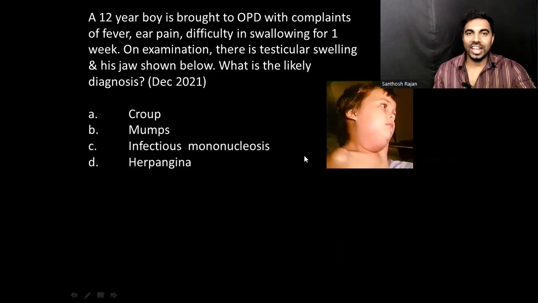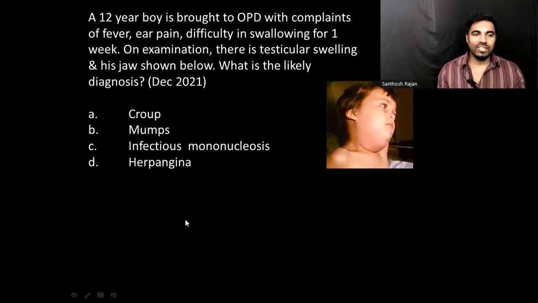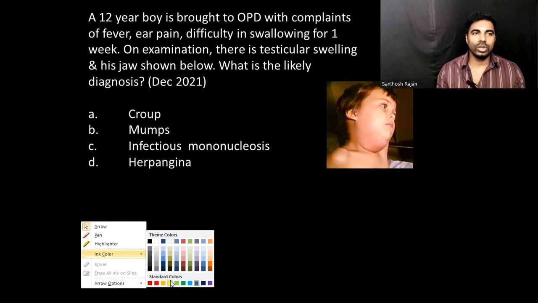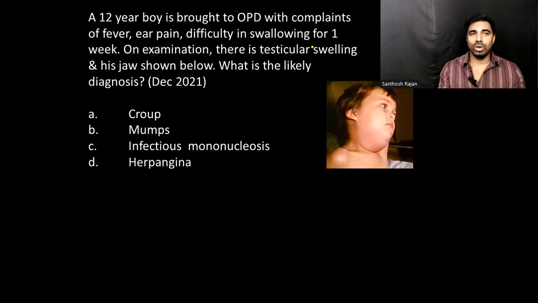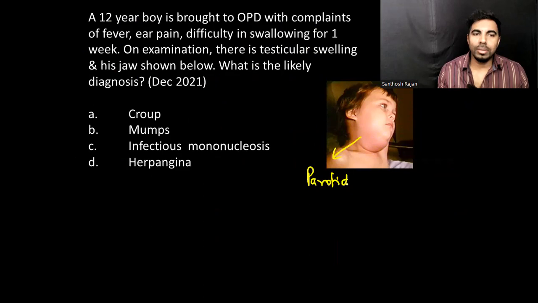Now the next one. This question is interesting. Even without reading the question, I can guess. If you read it, it says a 12-year-old boy came to the OPD with fever, ear pain, and difficulty swallowing. On examination there was testicular swelling and the jaw was also swollen. So I see the parotid swelling is bilateral. If you see, both sides are swollen, and the testis is also swollen.